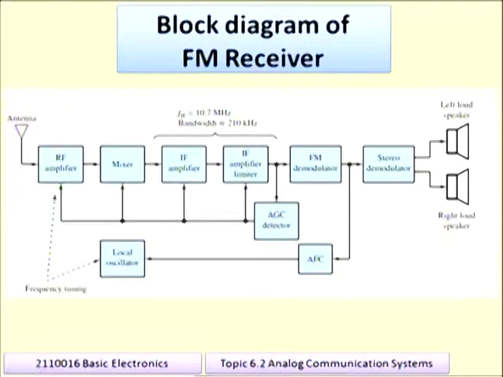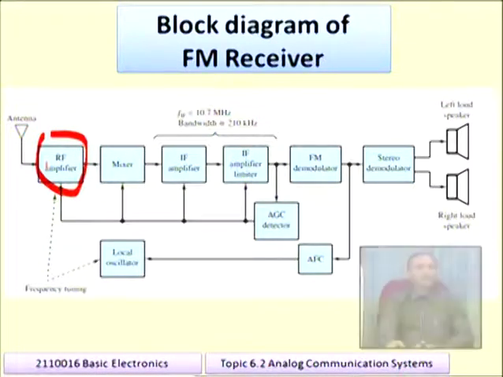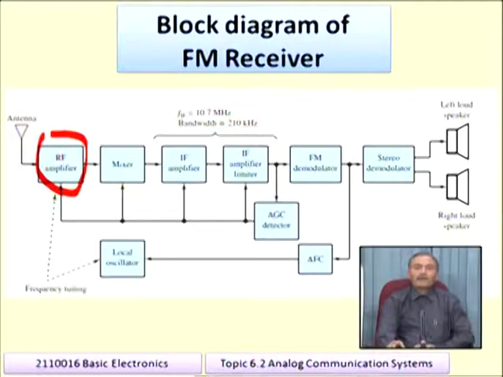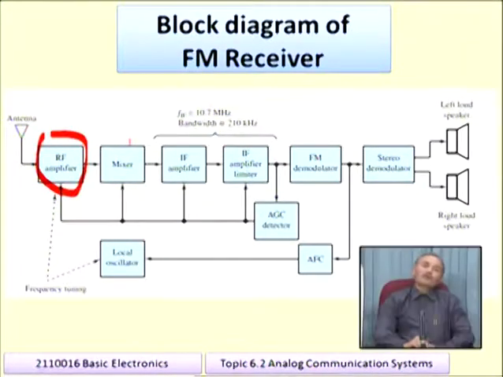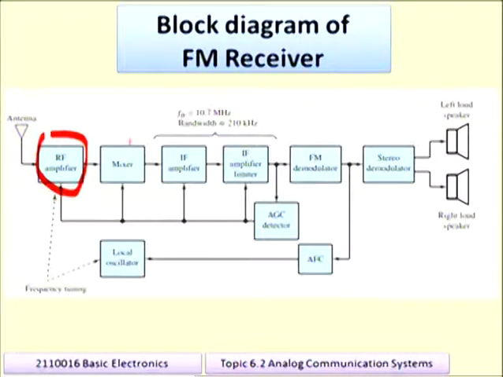Then in the FM receiver, the block diagram is very similar. The job of the RF amplifier is again the same as in AM, only the frequency range is different. Here we are using the frequency range 88 MHz to 108 MHz, the entire band. Suppose you want to listen to Radio City at 91.1 MHz, then you will tune this RF amplifier to 91.1 MHz. If you want to listen to Radio Mirchi at 93.5 MHz, then you will tune this RF amplifier to 93.5 MHz. Similarly, whatever station you want to play, you have to tune to that particular station, and the tuning responsibility is given to the RF amplifier.